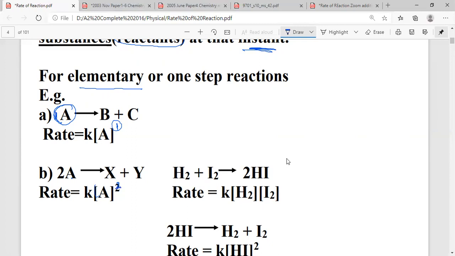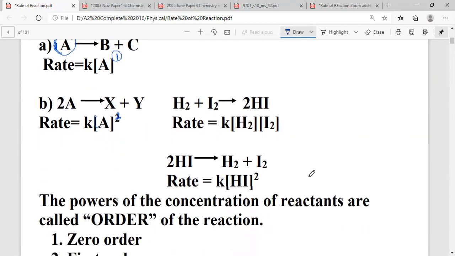Here, of course, is the famous reaction of hydrogen and iodine: H2 plus I2 gives 2HI. Look at this one: both reactants are to the power 1, 1 and 1, following the stoichiometry. So the order with respect to H2 is first order.